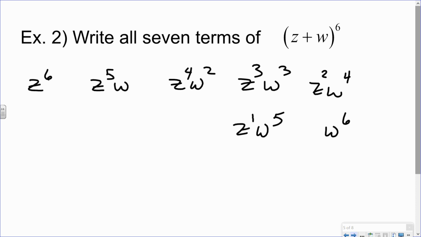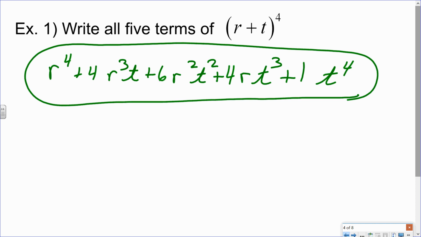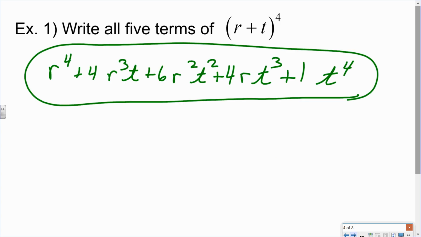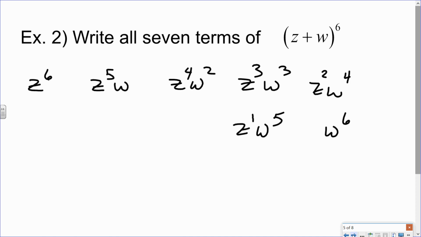Okay, I need you to go back and look at your 1/6 row of Pascal's triangle. Since it's the 6th power, we're looking at this 1/6 row. So we need 1, 6, 15, 20, 15, 6, 1. Put those in front. 1, 6, 15. Was 20 next? 15, 6, and 1. I don't really need the 1. I can just use the invisible 1 there.